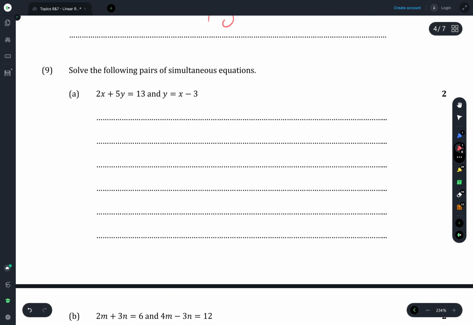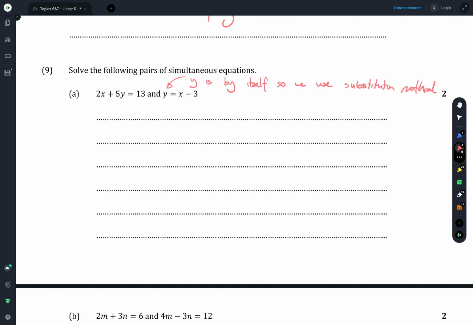Going into question 9 now, and what the rest of this quiz is about is just going through the processes of elimination and substitution to solve simultaneous equations. So yeah, first of all, we're looking at these two equations that we want to solve simultaneously. And we see straight away that this one we've got 2x plus 5y equals 13. And the other one is y equals x minus 3. We see that y is by itself. So we use the substitution method. I talked about this in another video that I made a few weeks back.